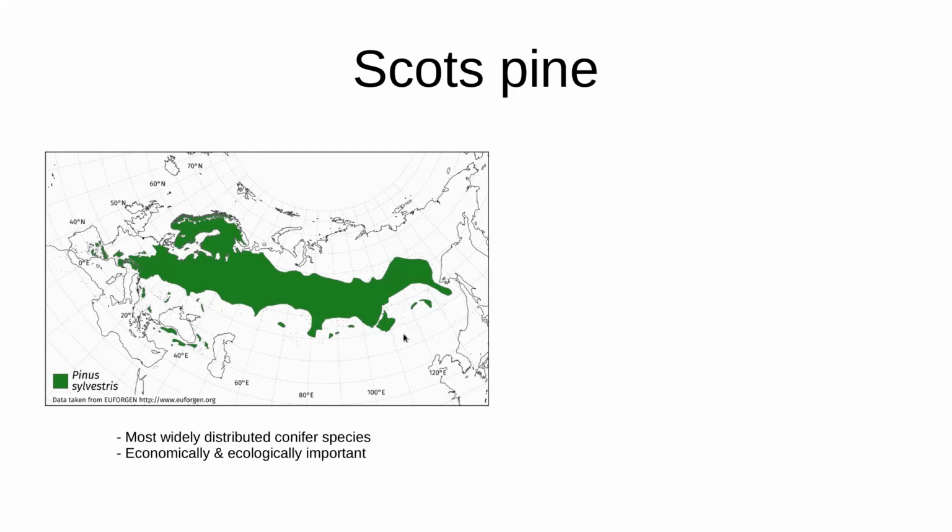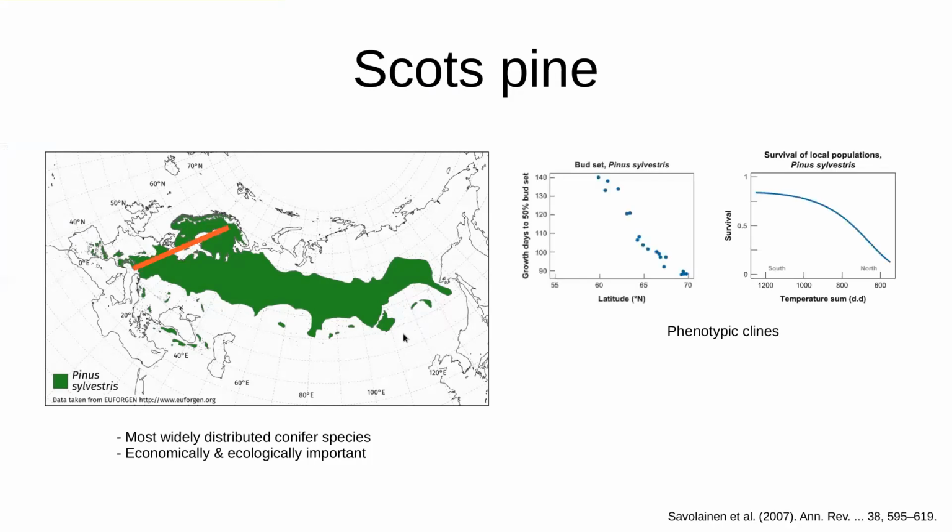Several latitudinal clines have been measured in Scots pine. Here are two examples. You can see on the left the median number of days to bud set in greenhouse conditions, with the earlier stopping of growth in the north. On the right plot, you can see the survival rate in natural populations to height 2.5 meters in local environments, with higher survival in warm conditions.